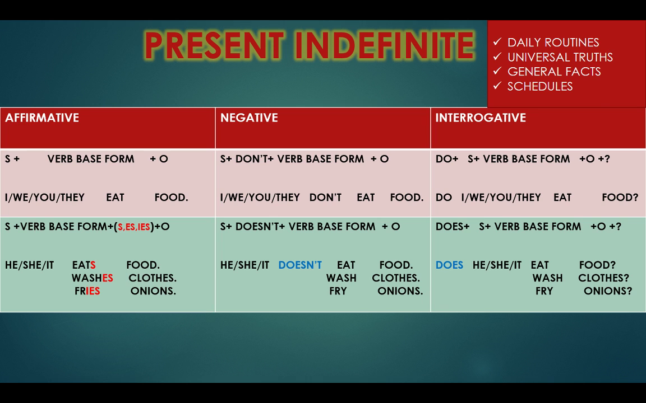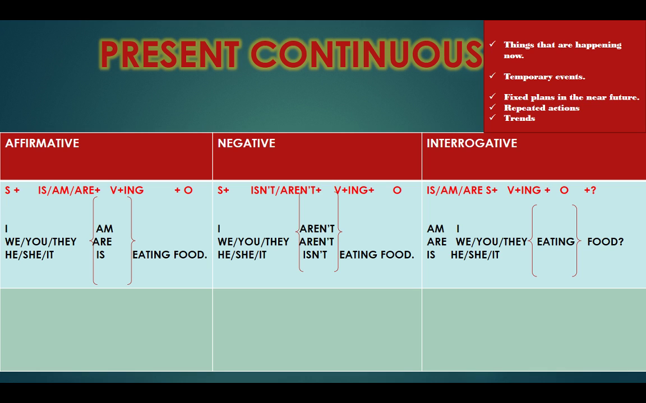Next one, we have another tense, that is present continuous tense. First, we're going to talk about the usages. What are the usages of present continuous? Let me tell you, present continuous can also be called present progressive tense.